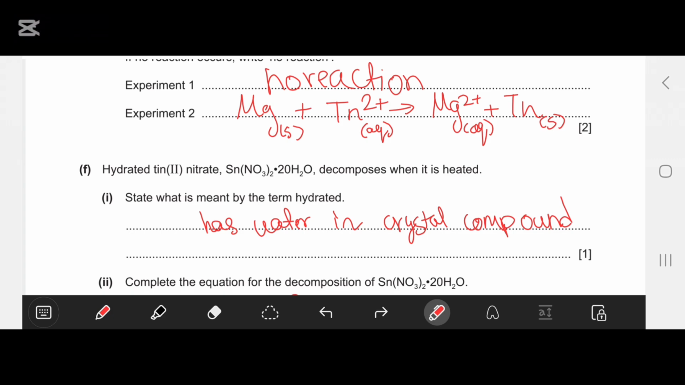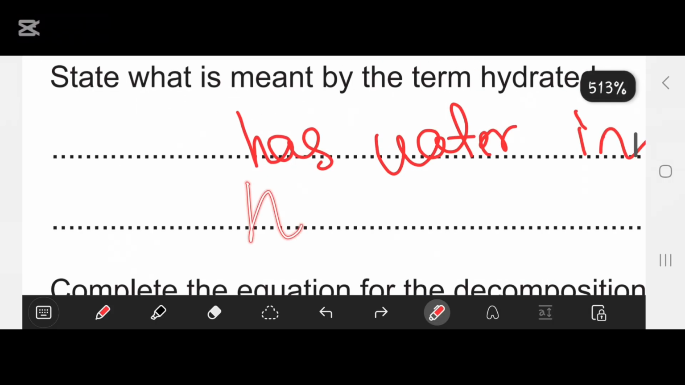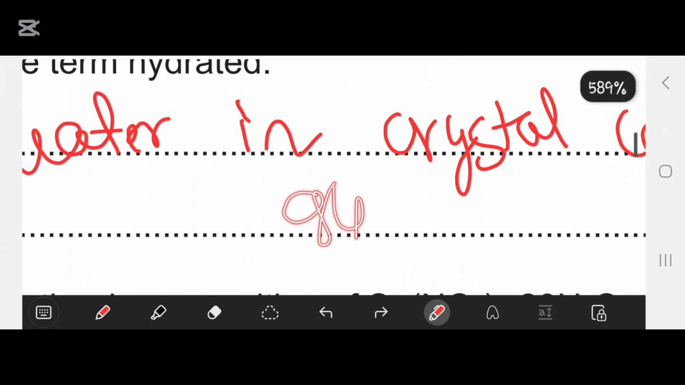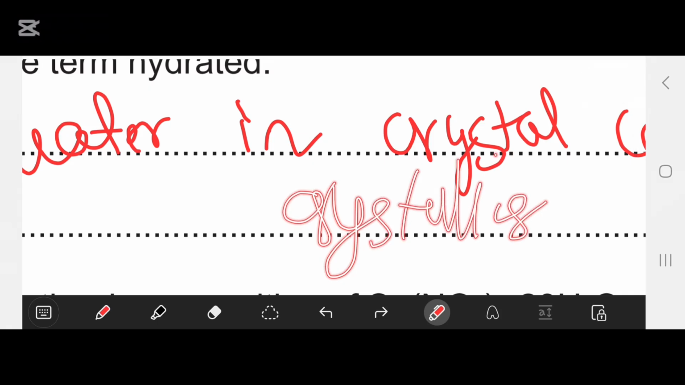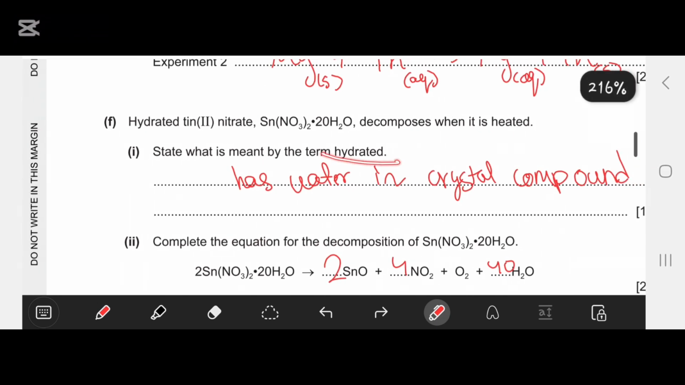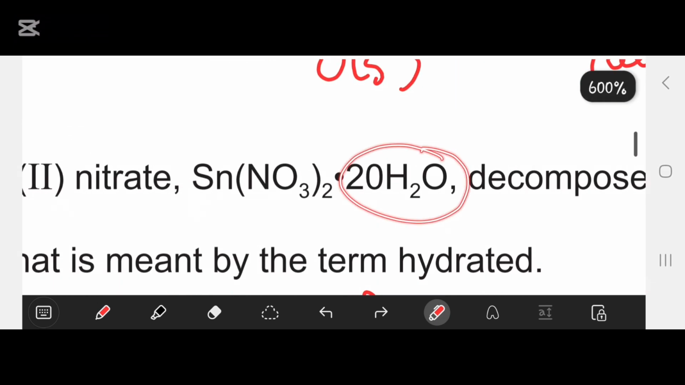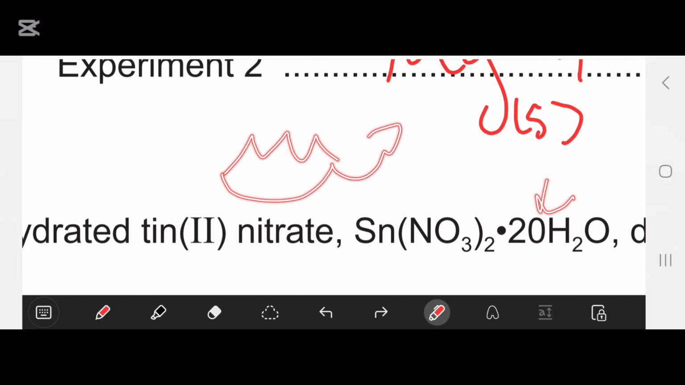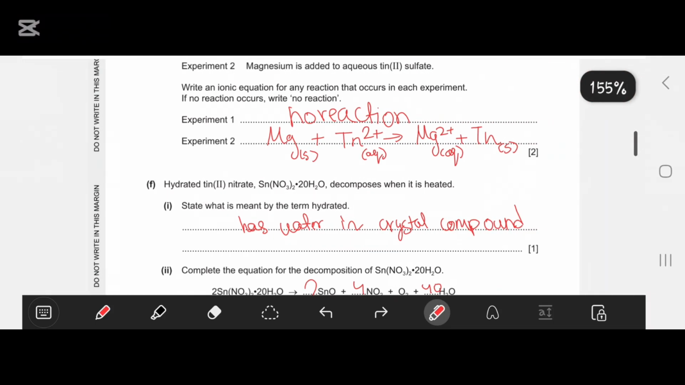State what is meant by the term hydrated. When we say hydrated in terms of crystals, hydrated copper sulfate, hydrated copper nitrate, we say that this crystal has water in the compound, or let's say has water of crystallization. If a compound is said to be hydrated, it means it has water of crystallization inside of the compound. Inside of the crystals there will be water, not from the outside, from inside the compound, fully bonded.